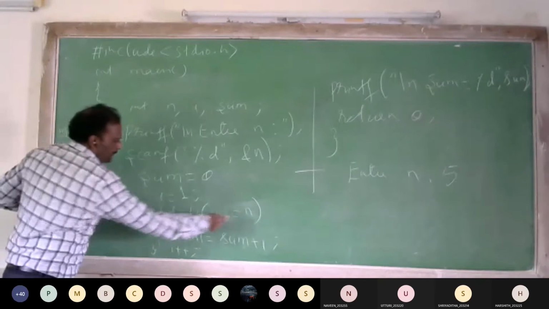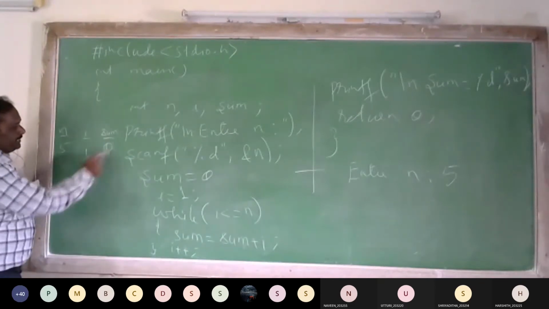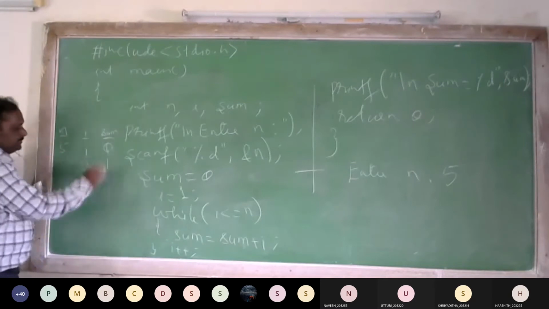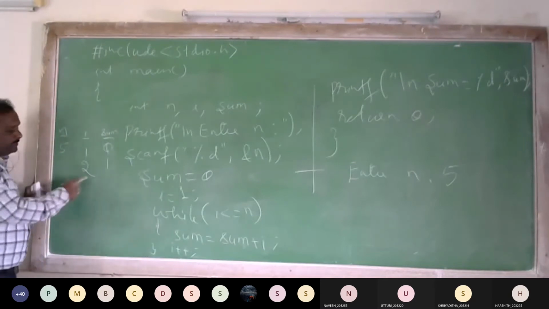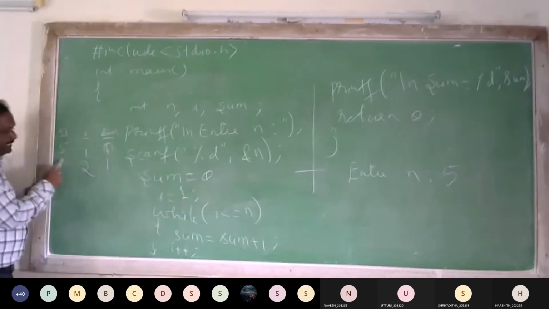Now, 1 less than or equal to 5. Sum is equal to sum plus i: 0 plus 1, 1. i plus plus gives 2, the next integer number. Now, 2 less than or equal to 5. Again check the condition. Yes.